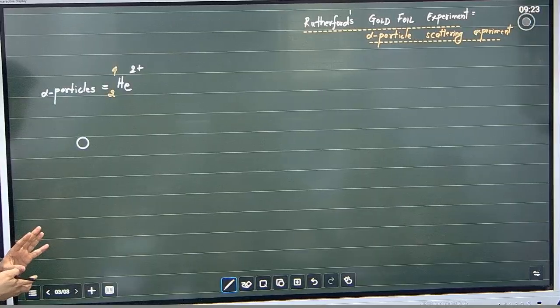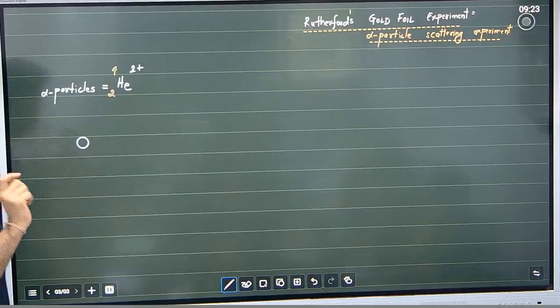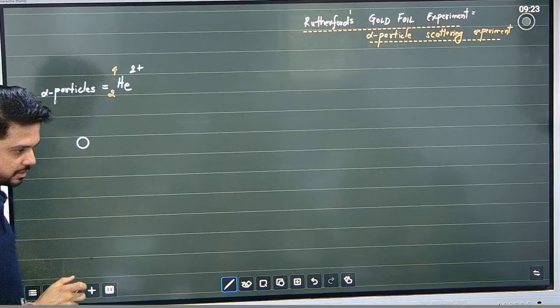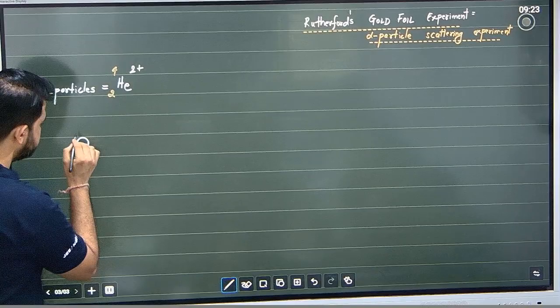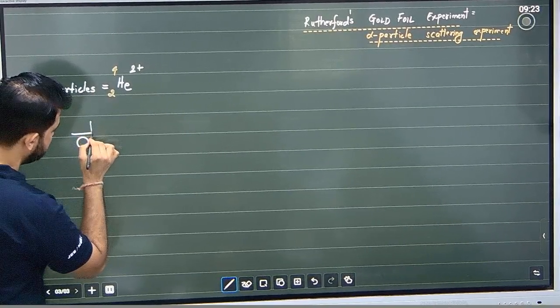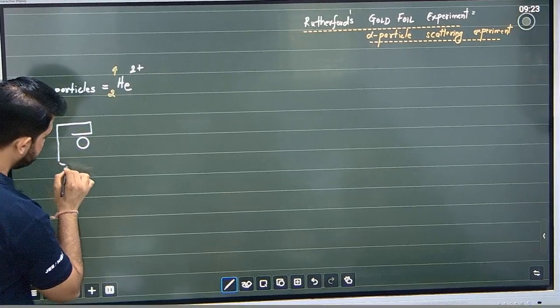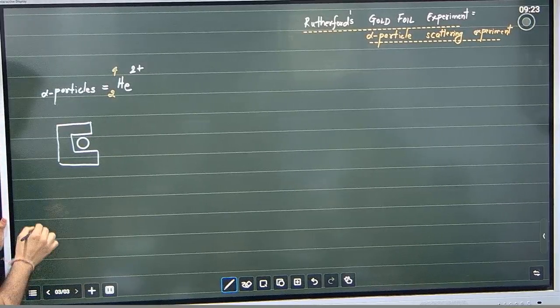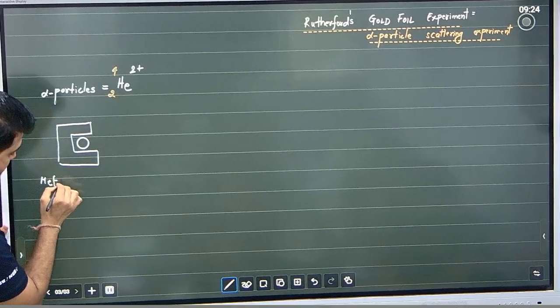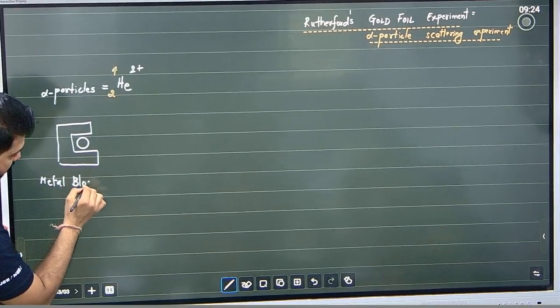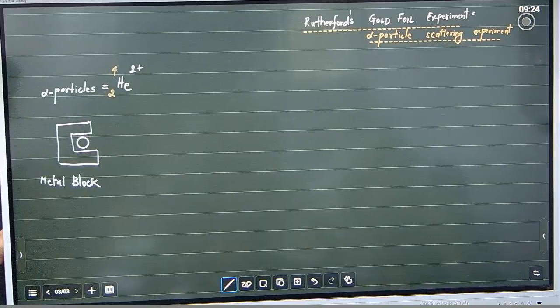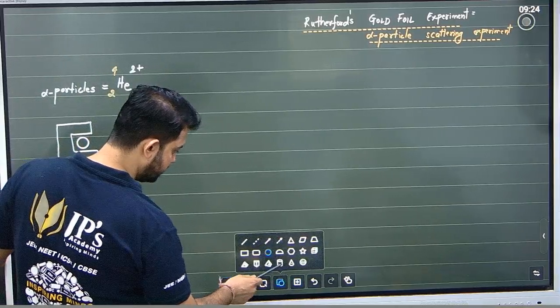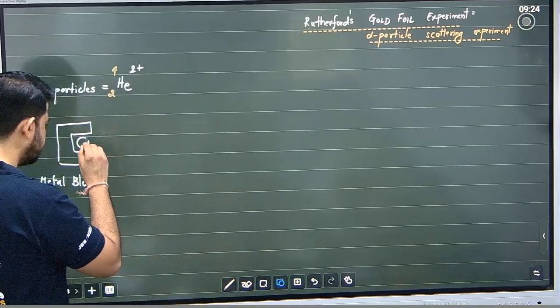Yes or no? But we want थोड़ा सा concentrated source. I mean, in one particular direction में we want the particles. So हम क्या करते हैं यहाँ पे? We place this inside a metal block. ठीक है? I repeat, this was placed inside a metal block. Let me tell you, but it would still emit alpha particles in all directions, something like this, people.